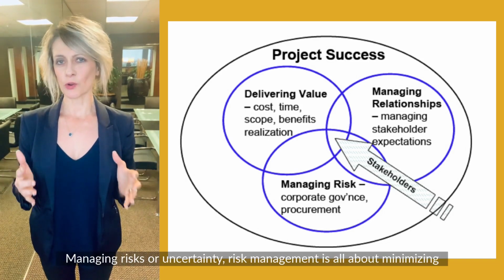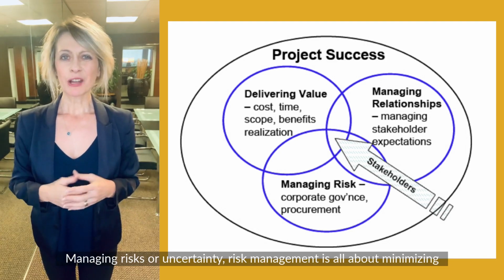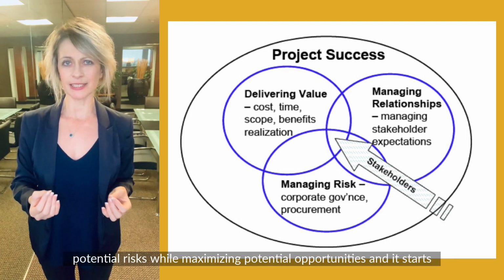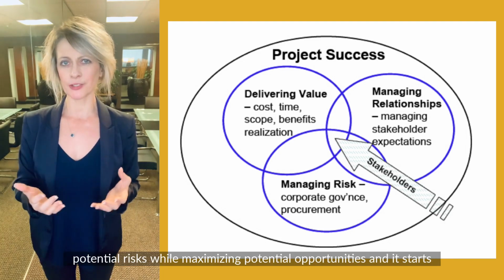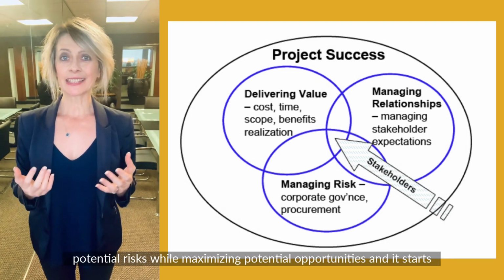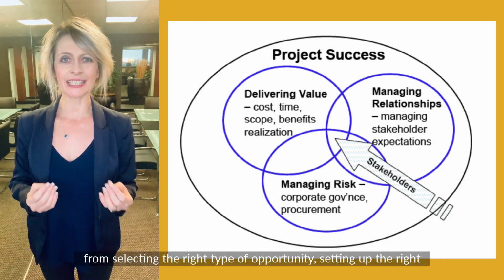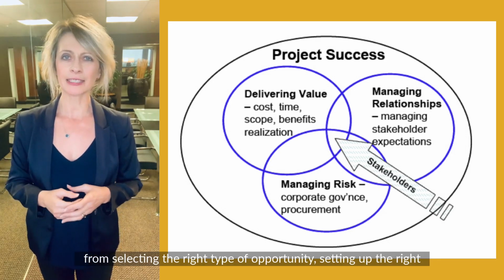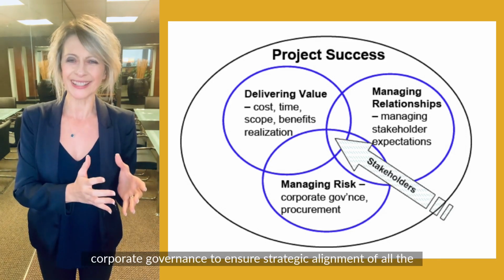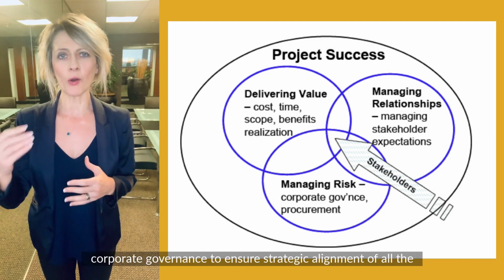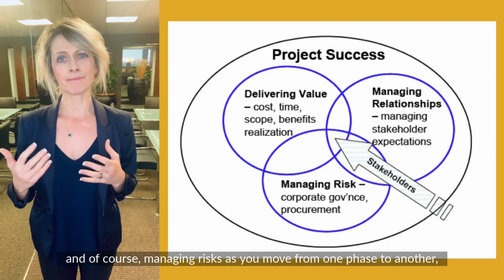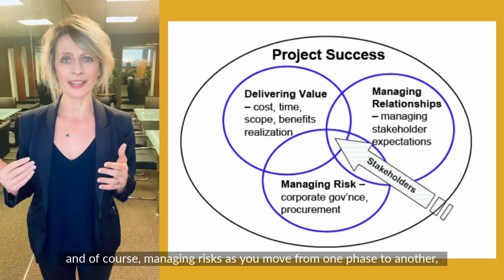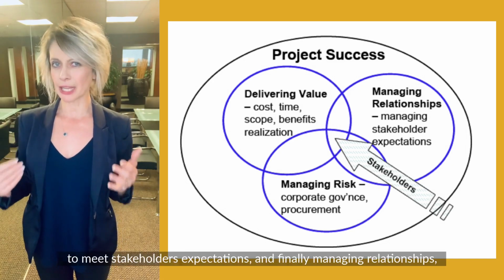Managing risk or uncertainty. Well, risk management is all about minimizing potential risks while maximizing potential opportunities. And it starts from selecting the right type of opportunity, setting up the right corporate governance to ensure strategic alignment of all the projects, and of course, managing risks as you move from one phase to another to meet stakeholders' expectations.